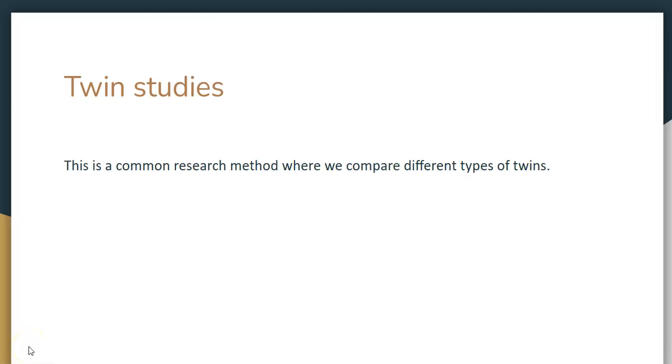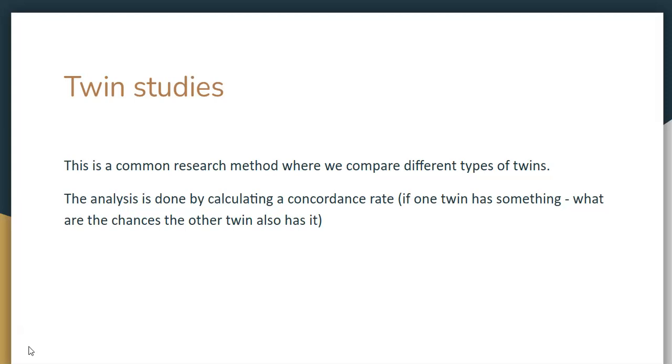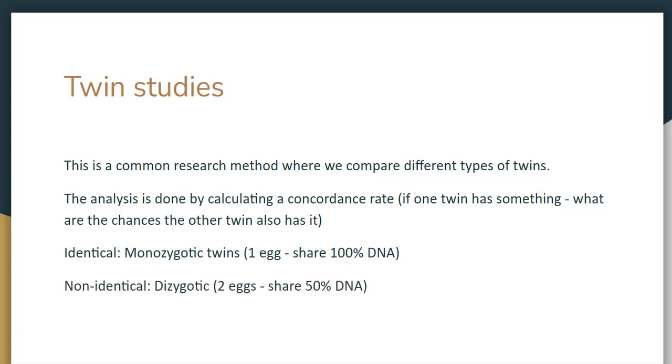Now, twin studies are used a lot in psychology, and it's a common research method where we compare different types of twins. Analysis in these research studies is done using something called a concordance rate. So if one twin has something, like a mental health problem, what are the chances the other twin also has it? Now, two types we're going to talk about. We've got identical twins, so monozygotic twins, and they share 100% of their DNA, and non-identical twins. So this is where they share 50% of their DNA.